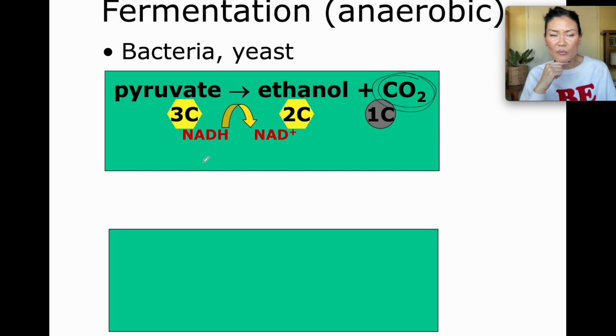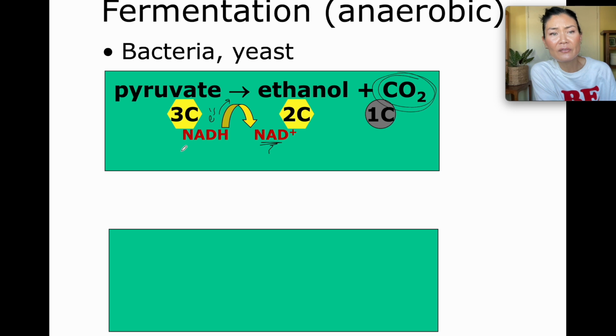Remember what we said about reduction? Reduction is when you gain electrons. So what happens is that NADH is going to lose electrons. The electrons are going to go from NADH to pyruvate, and NADH is now oxidized. It loses electrons, giving electrons to pyruvate, and that NAD plus can now be used for glycolysis. And remember, in glycolysis they're making 2 ATP.